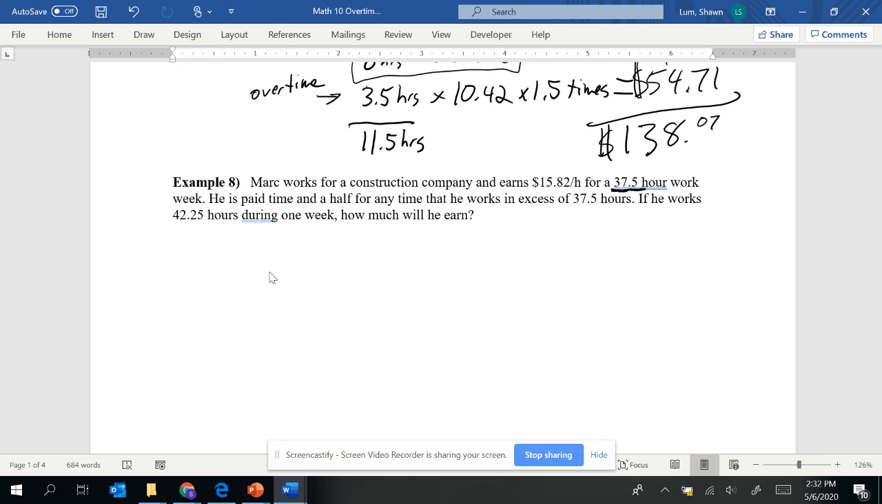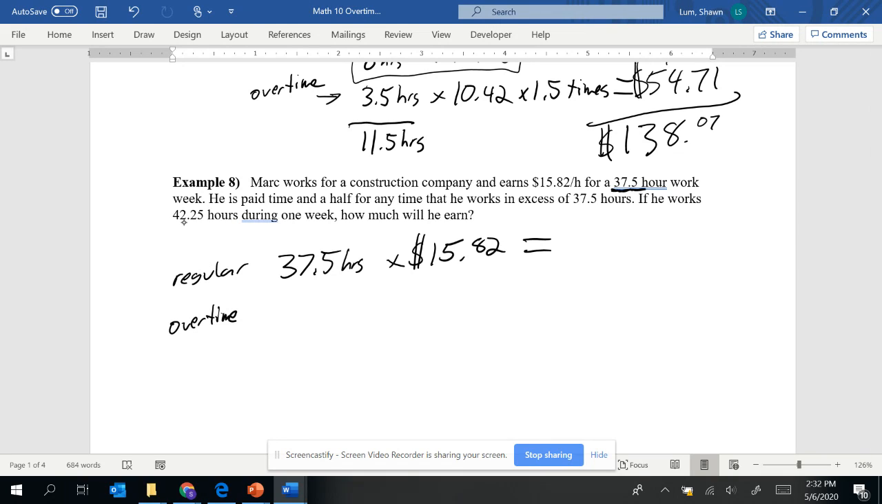So first off, he has 37.5 hours times his wage, oops, not 18, it's 15.82. And that's going to equal whatever number that is. Now, this is going to be regular. And here's our overtime. Now we can't write 42.25.